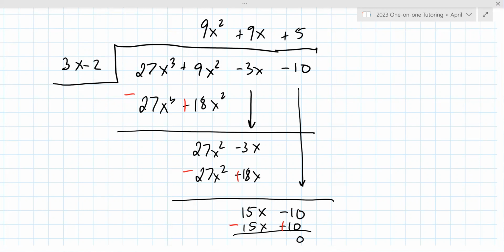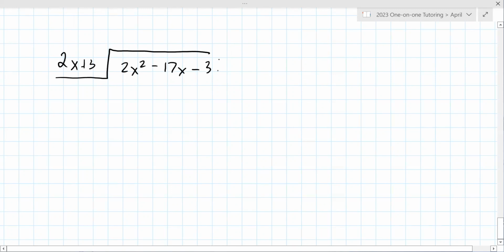All right, I guess I should explain the whole form of the answer. So let me do a simpler one so you can see that. Good job on that, by the way. It was good. So let's go 2x plus 3 into 2x squared minus 17x minus 38.